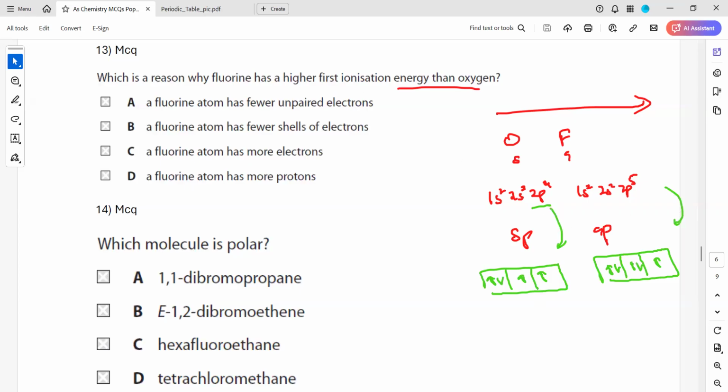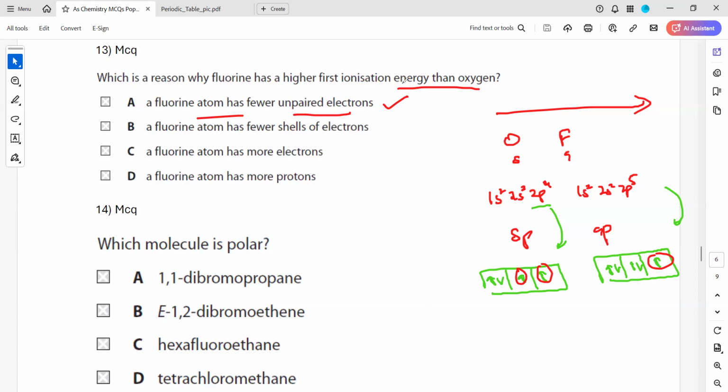Now we read the options and check which one is valid according to the question. Fluorine atom has fewer unpaired electrons. If we compare, this is the unpaired electron of oxygen and this is the unpaired electron of fluorine. The statement is correct, but it does not explain the concept of ionization energy.